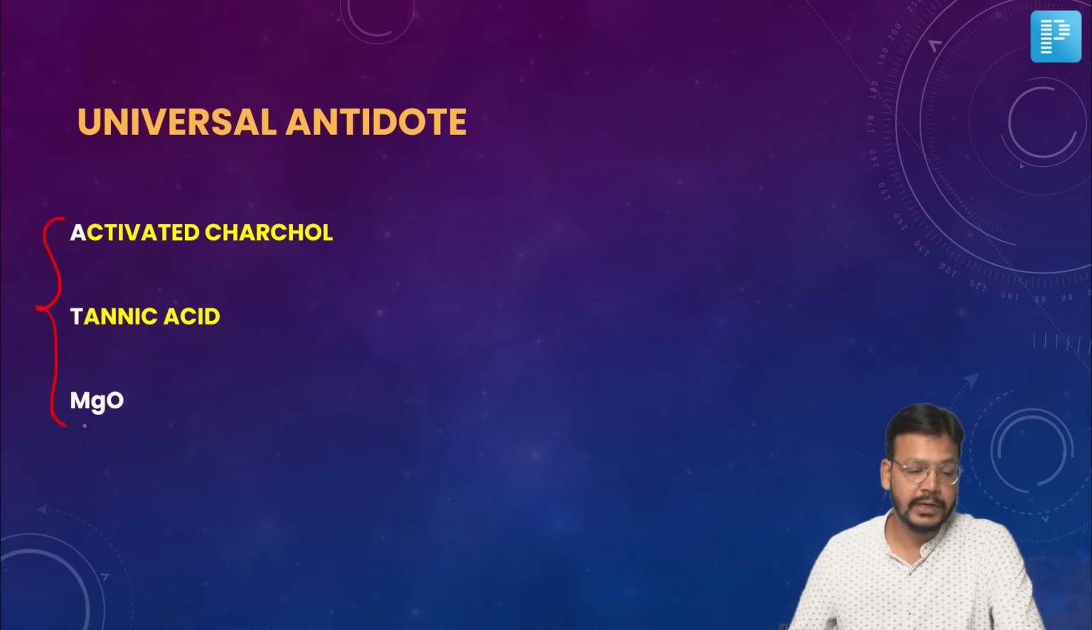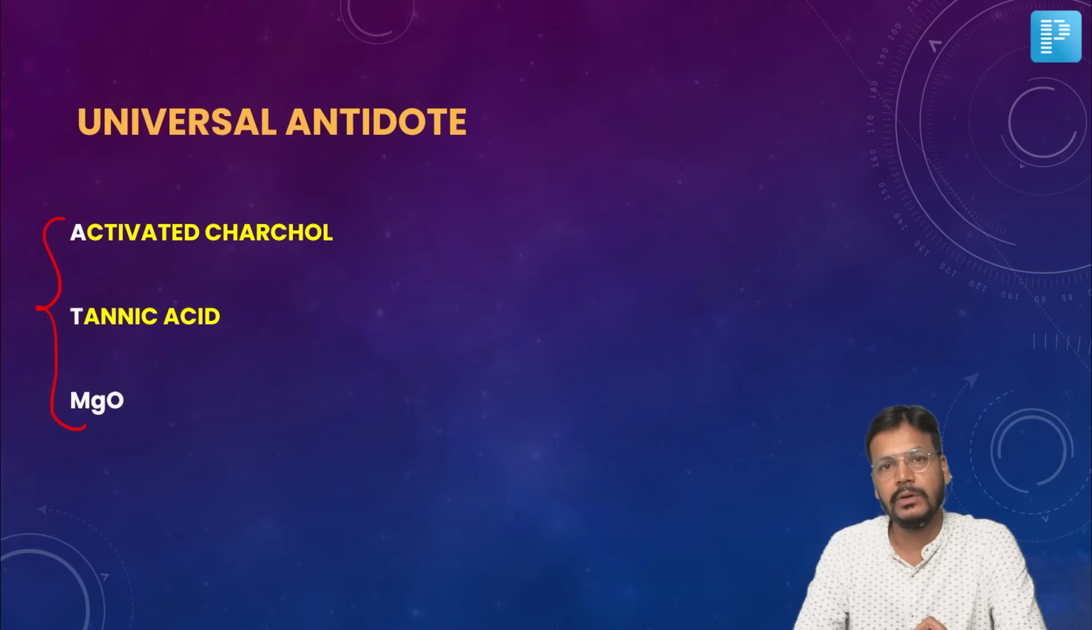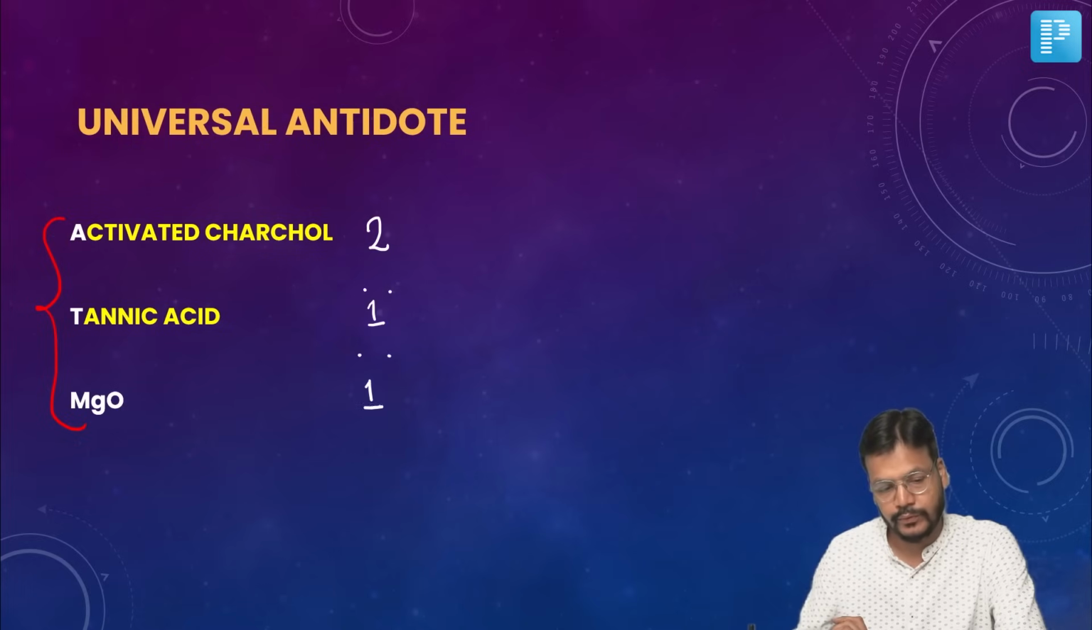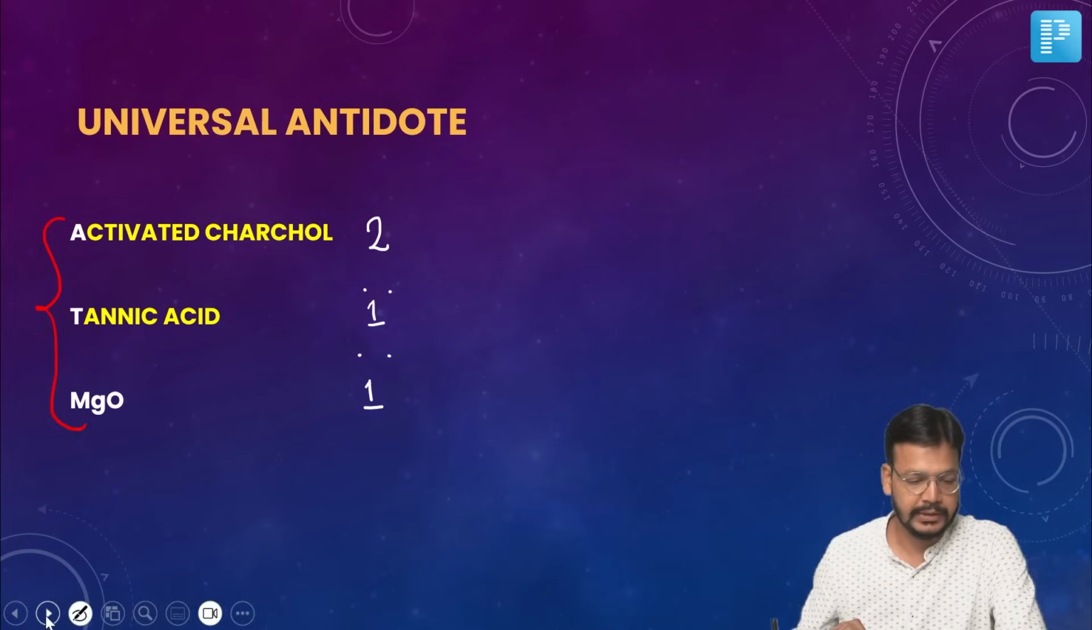Universal antidote, you can remember by a trick. Universally what is present? ATM: activated charcoal, tannic acid and magnesium oxide. So you can remember the ratio of ATM is 2:1:1. This is the universal antidote. ATM. Universal antidote is ATM.